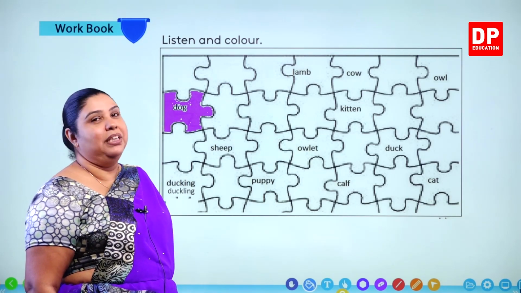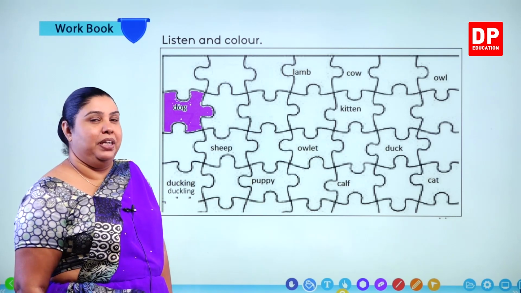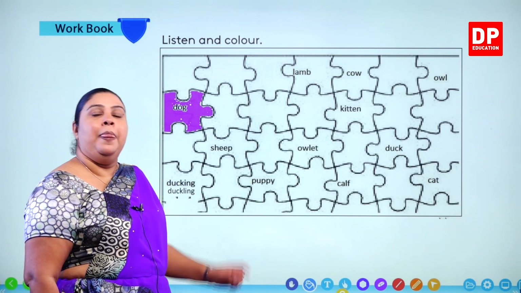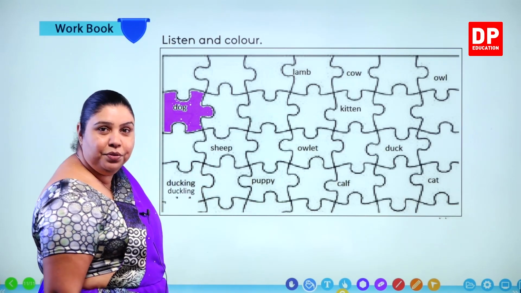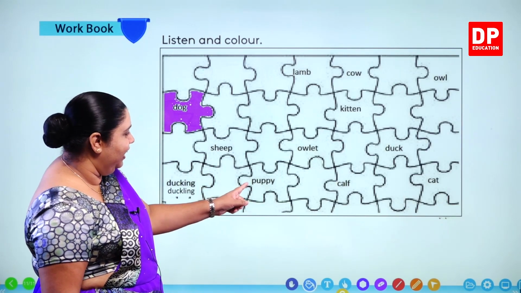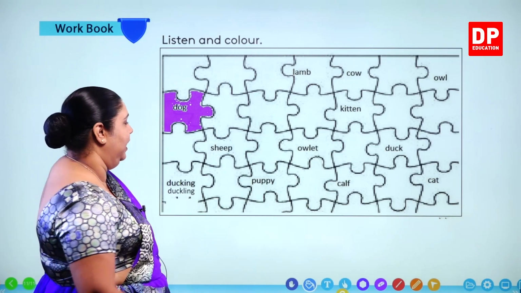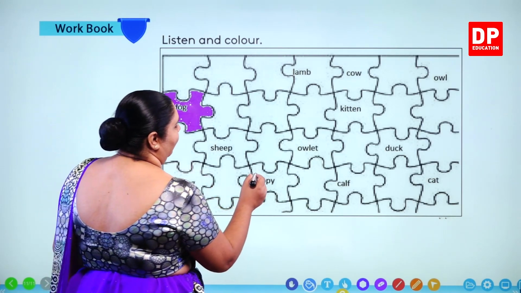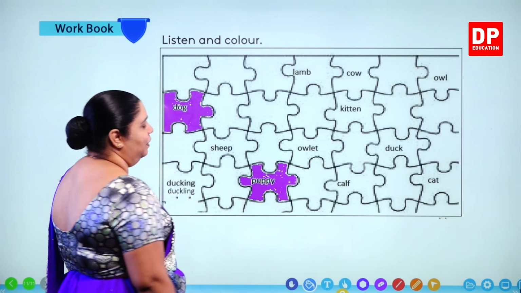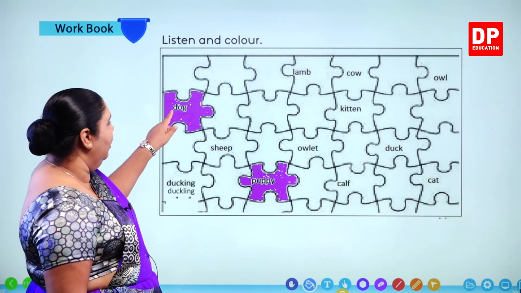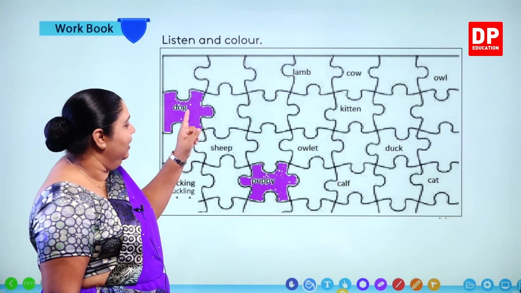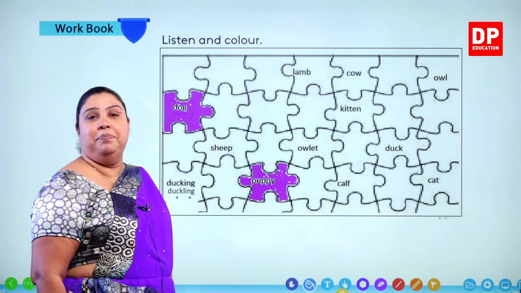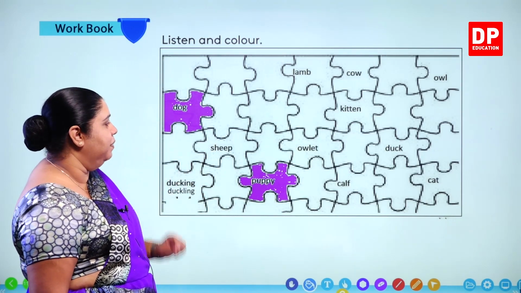Now we have to find the word. Now you have to tell me the spelling of the word puppy. How do we spell that word? P-U-P-P-Y. Now we have to find that. Over here we have the word puppy. P-U-P-P-Y. So we will color the word puppy. Then the dog and the puppy go together. Dog is the mother, the baby is called the puppy, right? So we have dog and the puppy.